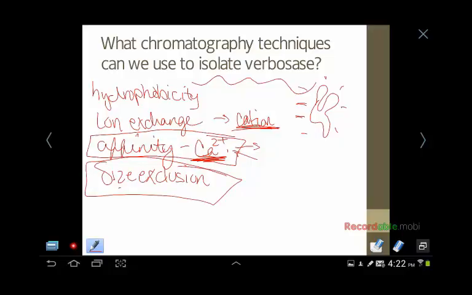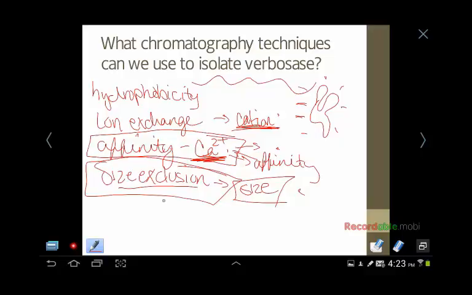With size exclusion we can separate based on size after we've separated by affinity. So first we'll purify out any protein that binds calcium, and then we'll purify by size. Now if we wanted to do more, we could do ion exchange followed by affinity followed by size. Typically you only need to use 2 purification techniques.